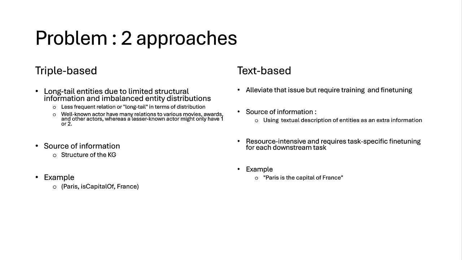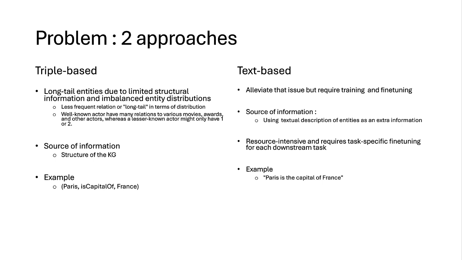For that reason, this method faces one major issue, which is less frequent relations and long-tail entities, due to the limited structured information and imbalanced entity distribution. For example, a well-known actor has many relations to various movies, awards, and other actors, whereas a lesser known actor might only have one or two relations. To address this long-tail or less frequent relation problem, researchers invented text-based methods to alleviate this issue.